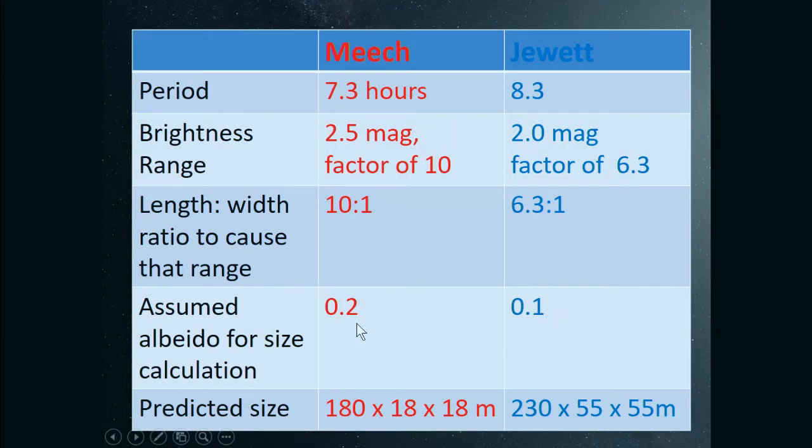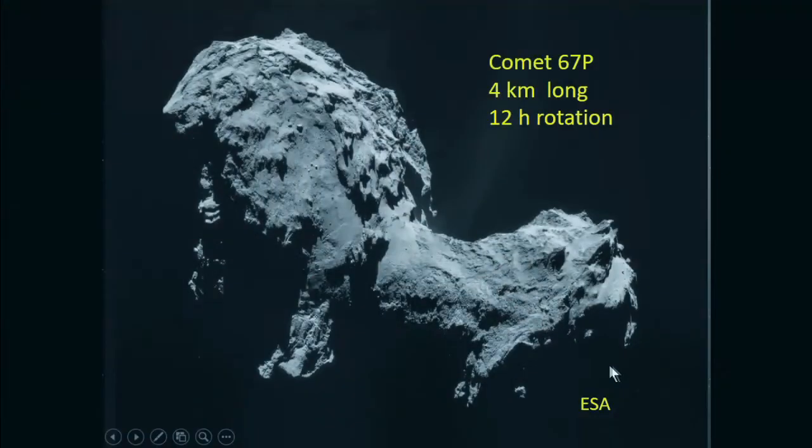Now, I don't know why, but they used a different assumption of albedo, which kind of messes up the calculation, because these guys predicted this dimension and these people predicted a different dimension. But when you can only see the brightness of an object, you have to assume a certain reflectivity to estimate how big it is. So the answer to how big it is, nobody really knows. But these are the two science papers.